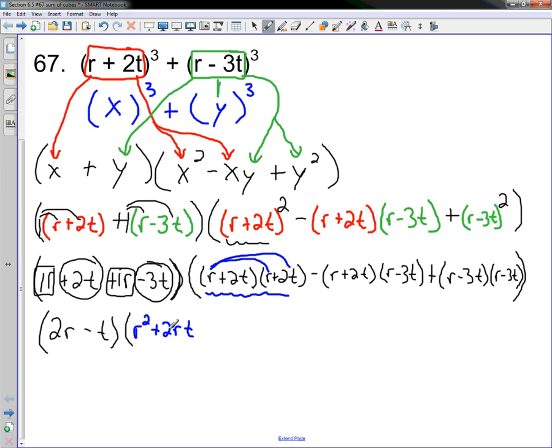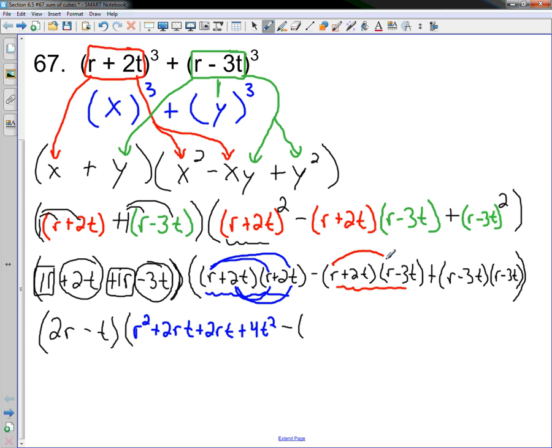Remember, alphabetic order is how I'm going to write them, just so I can keep everything organized and identify like terms. Same thing here. 2t times r is plus 2rt. And then 2t times 2t gives me plus 4t squared. We still have the minus, and I'm going to have to distribute that to whatever answer I get for this middle section here.